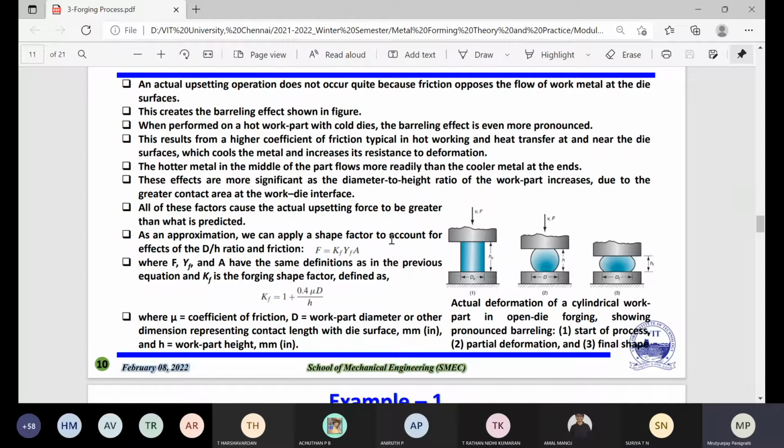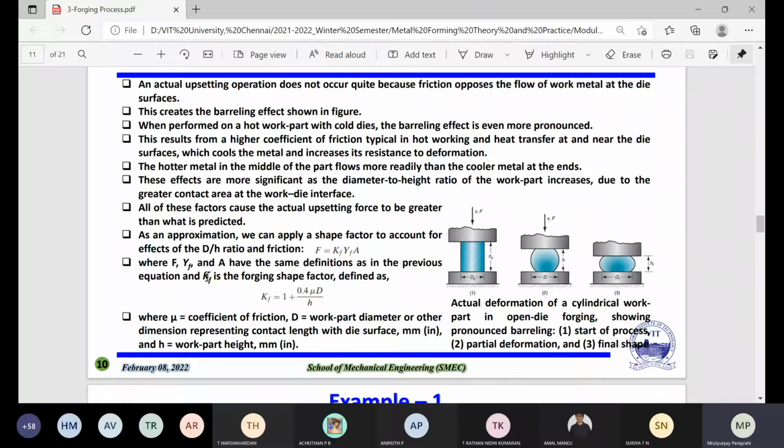Also, one more thing. What we discussed before was F equal to YF into A, where YF equal to K into epsilon to the power n. But when you have a shape factor, we can calculate F equal to Kf into YF into A, where Kf is known as the forging shape factor. F, YF and A have the same definition as in the previous equation.